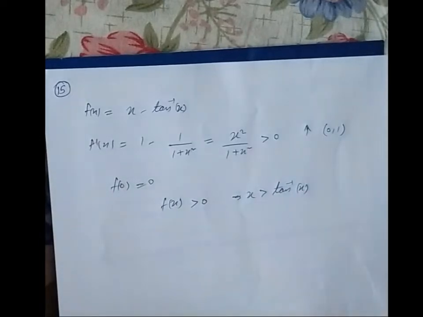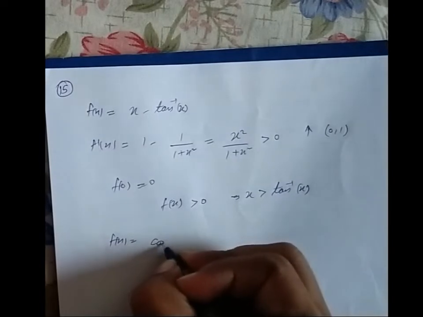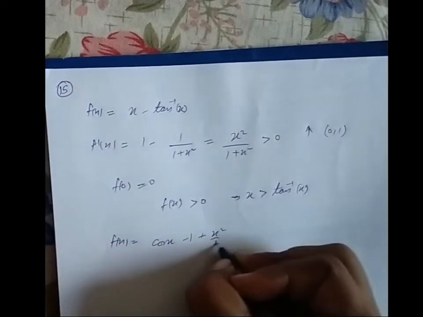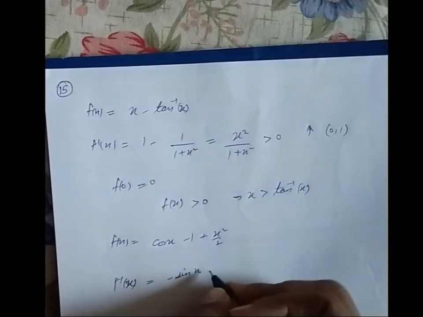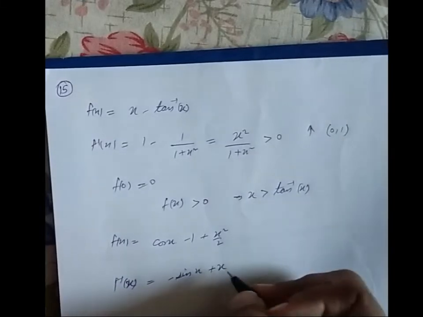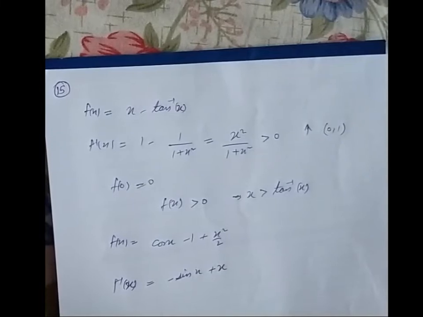For the second part, again assume f(x) is equal to cos x minus 1 plus x square by 2. f' would be minus sin x plus x, which is equal to x minus sin x, which is greater than 0 in 0 to 1. So if this is greater than 0, then B has to be incorrect.